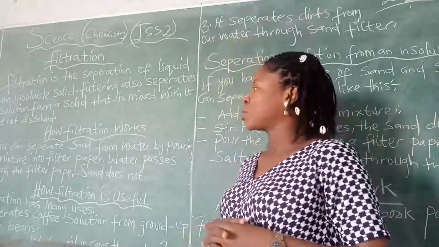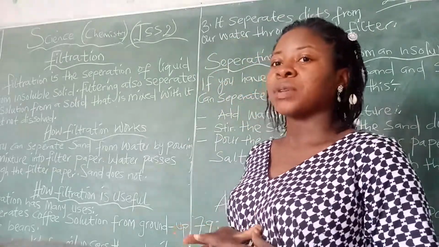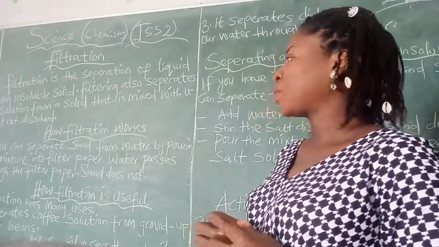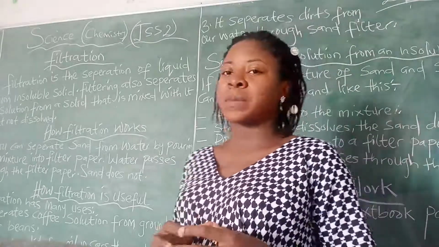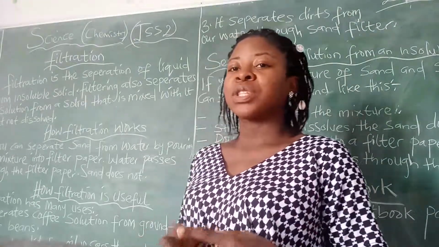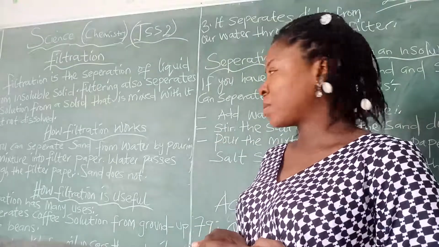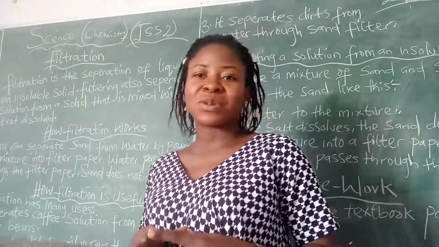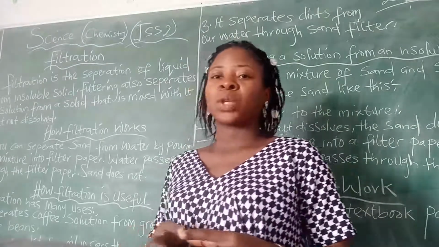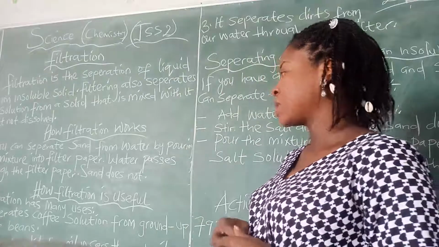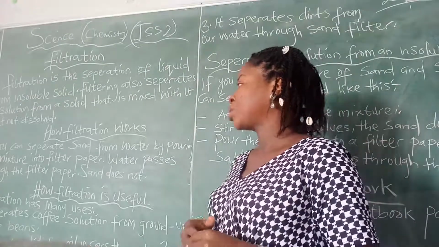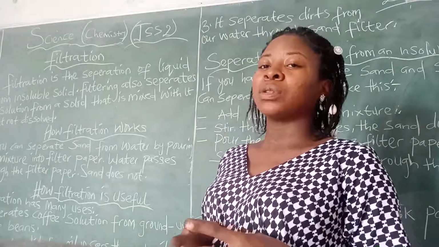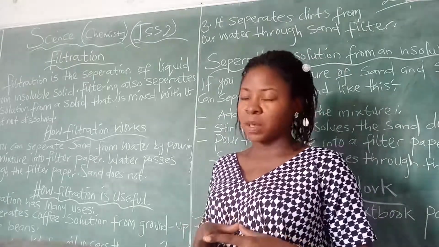Alright, let's look at how filtration works. Let's see how we can filter things. You can separate sand from water by pouring the mixture into filter paper. Remember, up there, I used sand as an example of an insoluble solid. Here we're saying that you can separate sand from water by pouring the mixture into filter paper. Most of you must have seen a filter paper, or you might know what a filter paper is all about.